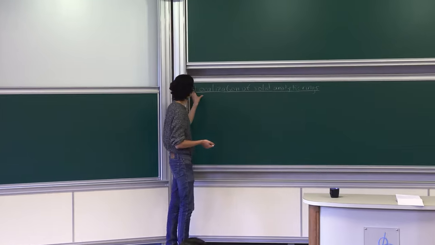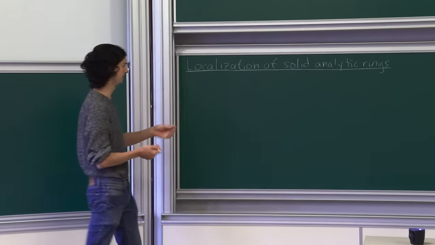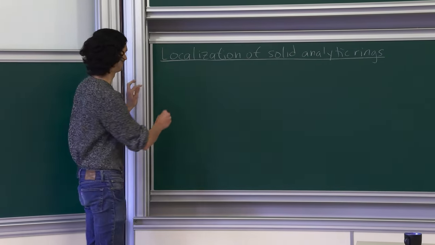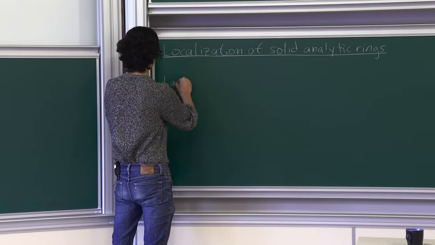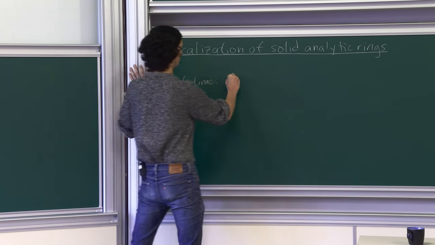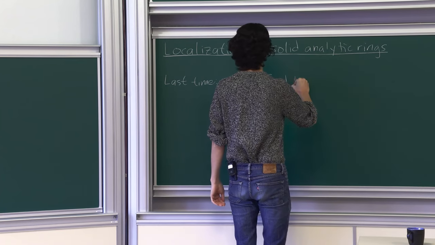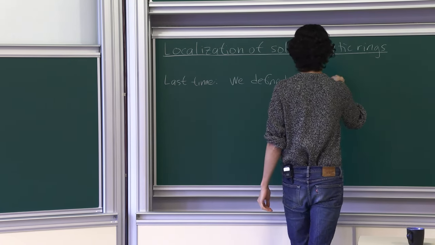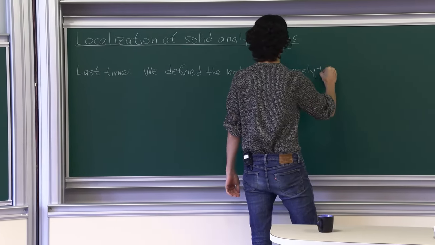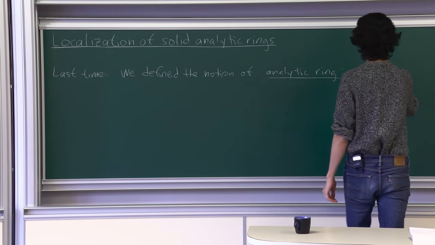Today we're going to be doing a little bit of localization in a certain framework in the setting of solid analytic rings. But first, I want to start with a recap of last time. Last time we defined the notion of analytic ring, and that's a pair.